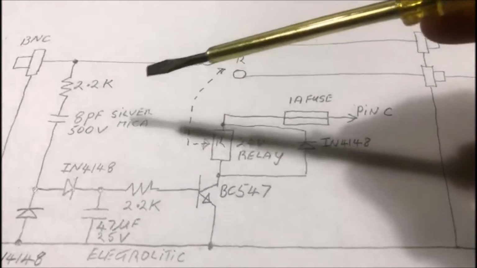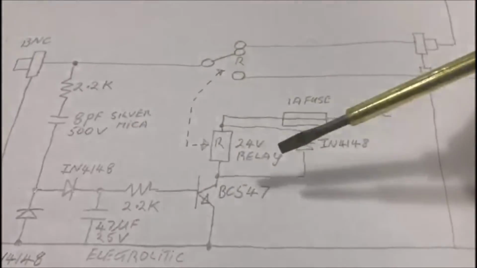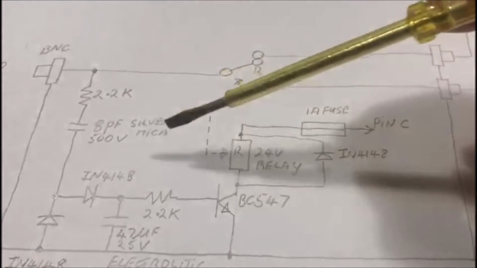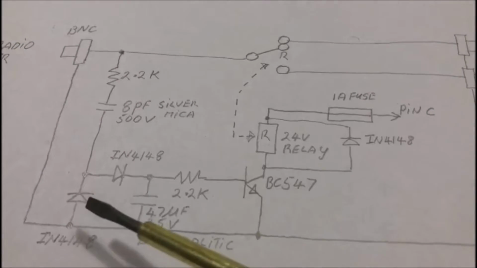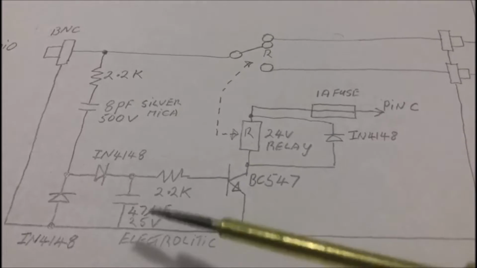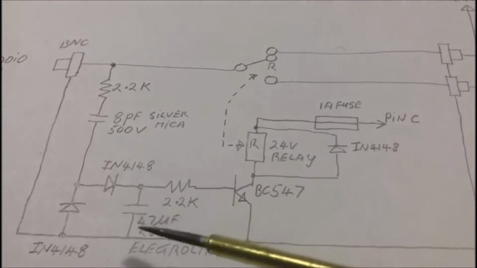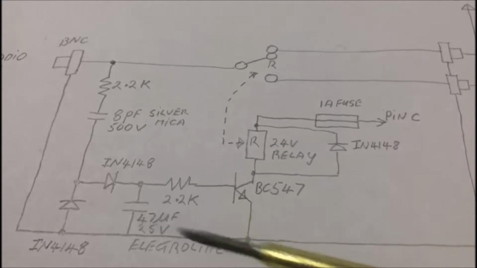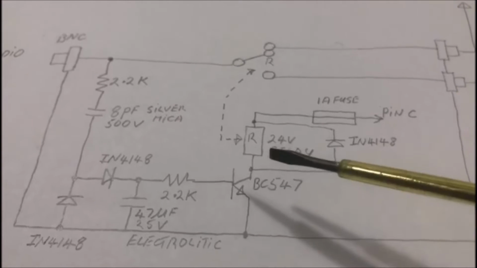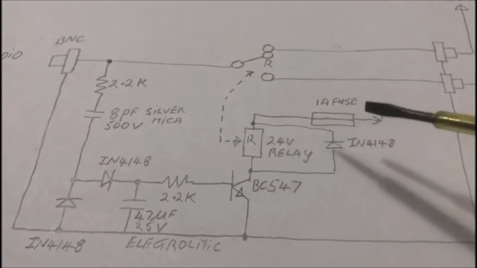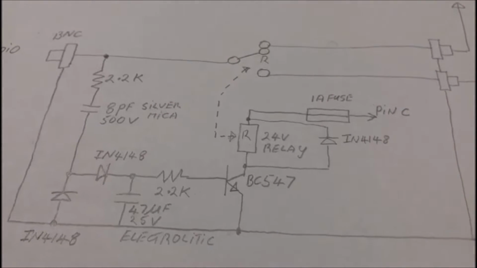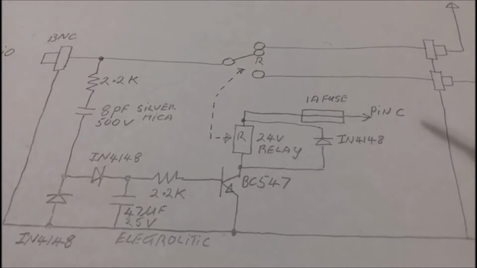As soon as the signal appears, it's detected by the electronic circuit. We've got our RF coming down here, isolated across our little silver mica capacitor, rectified through our diodes, and it pumps this little electrolytic capacitor up to full charge. When that gets up to full charge, which is pretty well instantaneous, it turns on the little transistor, which switches on and energizes the relay. The relay picks up and changes over the contacts so that it instantaneously changes to the transmit antenna.